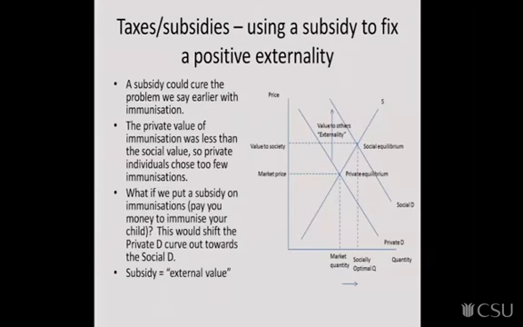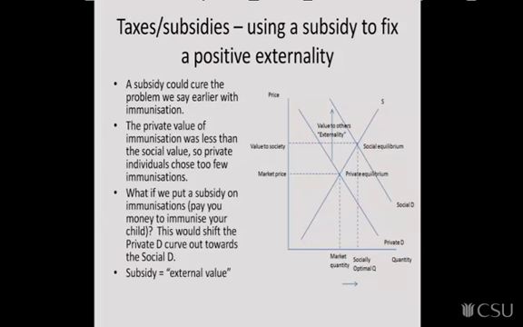So how can we use a tax or a subsidy to fix a positive externality? Here again, this is like my lawn mowing, or say the immunization example, where my private choice is less than the socio-optimal choice. So people are choosing too few immunizations. I choose not to mow my lawn so often. Why? Because the value to me is less than the value to society. So I don't choose enough.